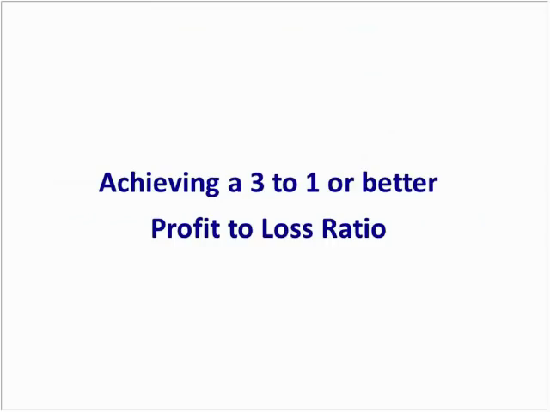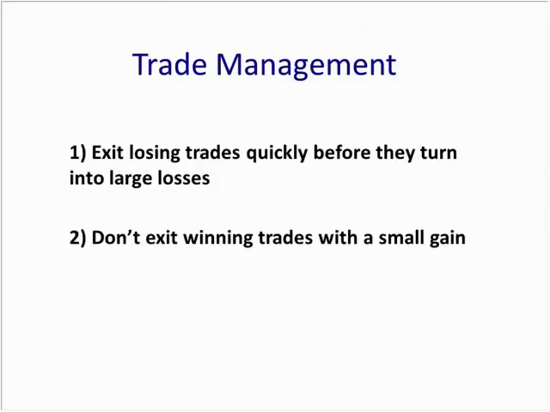So let's look at the money management rules that we use to achieve this 3-to-1 or better profit-to-loss ratio. Our first trade management rule is that we exit losing trades quickly before they turn into large losses. That's very important. You always want to cut your losses short. And then rule number 2 is we don't want to exit winning trades with a small gain. So we cut our losses quickly, and we don't want to exit our winning trades with a small gain.